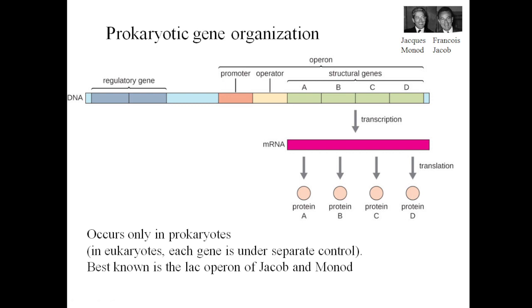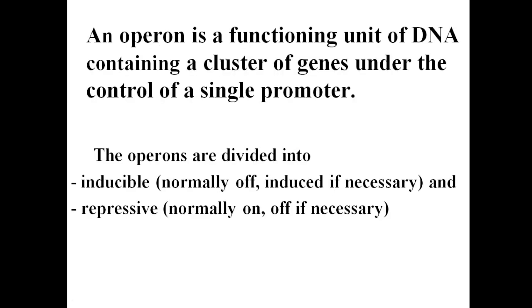And the theory of regulation was described at first by Jacob and Monod. Now you can see the operon, a functional unit of DNA, which consists of a cluster of genes under the control of a single promoter. And operons can be divided into two groups.